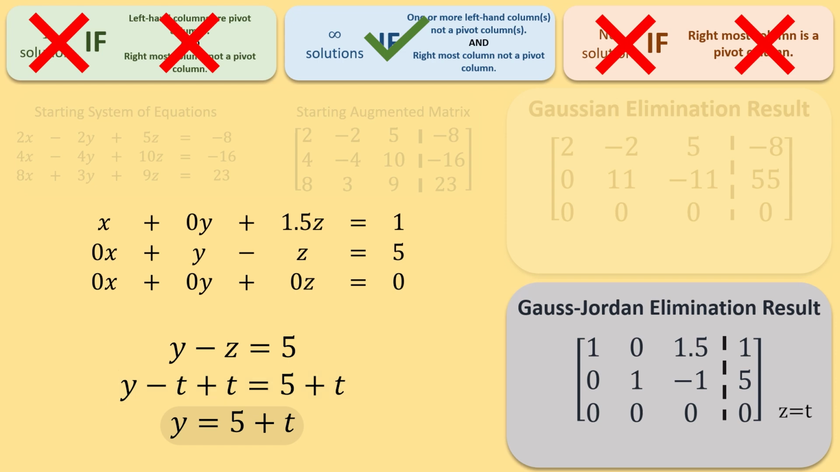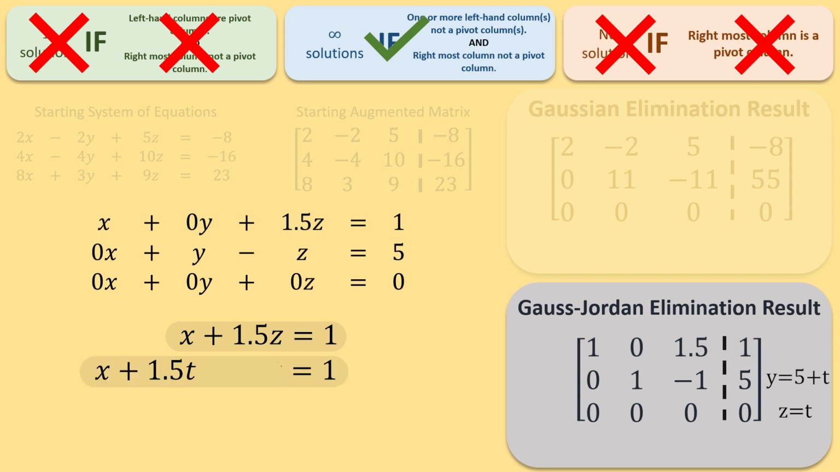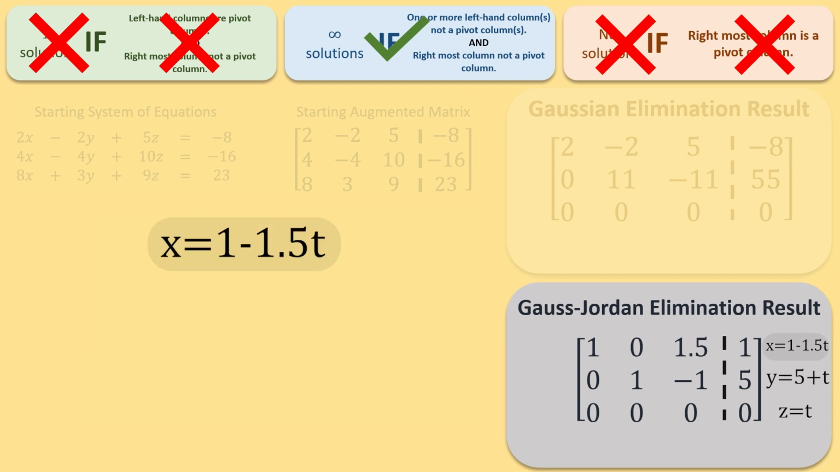When we have free variables, the variables associated with the pivot columns will contain the free variable parameters within their solution. So y equals 5 plus t is acceptable, and we'll revisit that shortly. Finally, we use the top row to get what x will be equal to within our set of solutions. The top row gives us x plus 1.5z equals 1. We replace z with t, we get x plus 1.5t equals 1. Isolating x, we get x equals 1 minus 1.5t. So we have x equals 1 minus 1.5t, y equals 5 plus t, and z equals t.